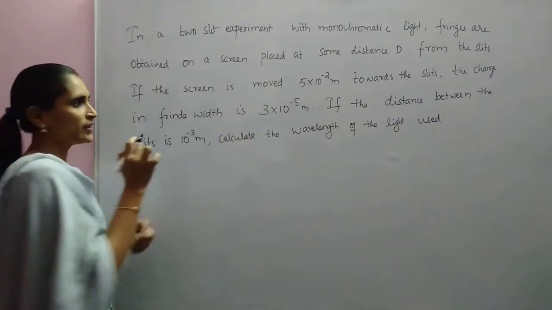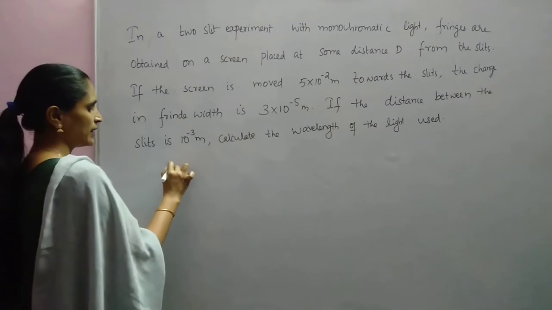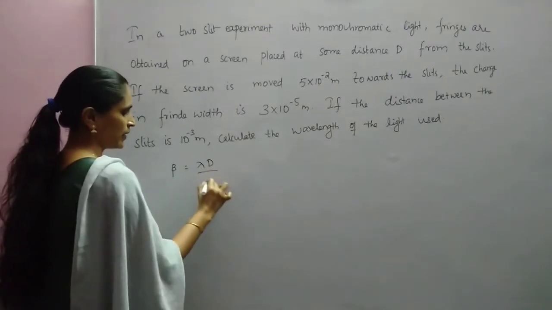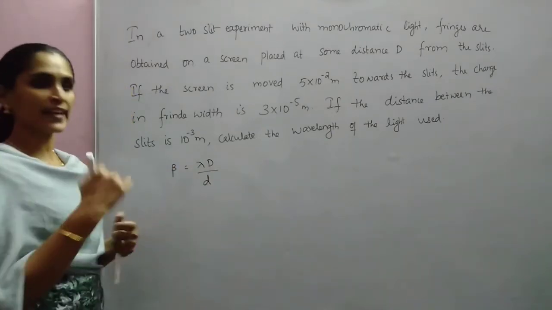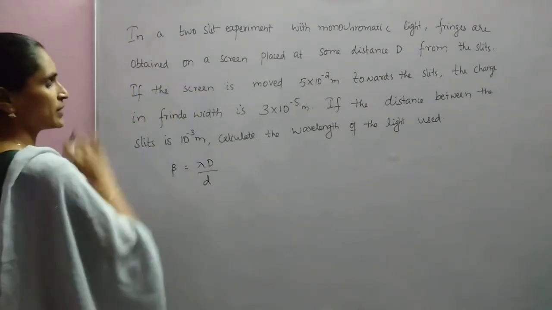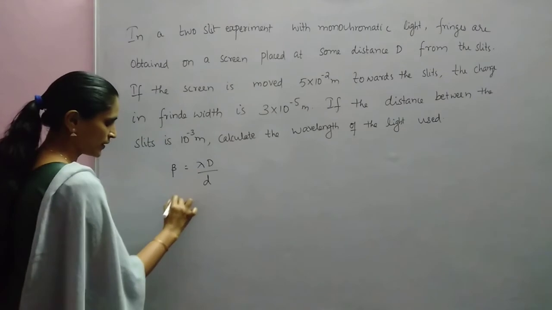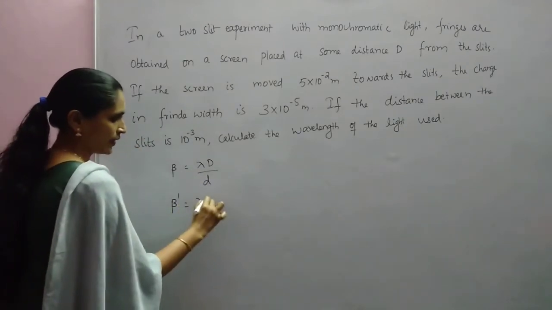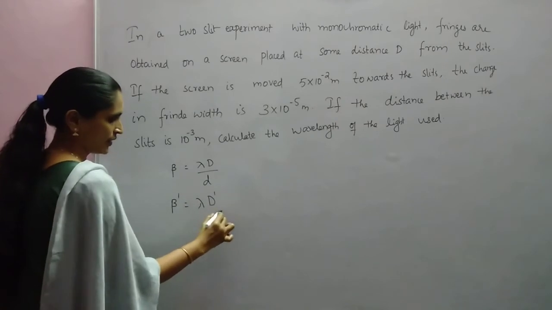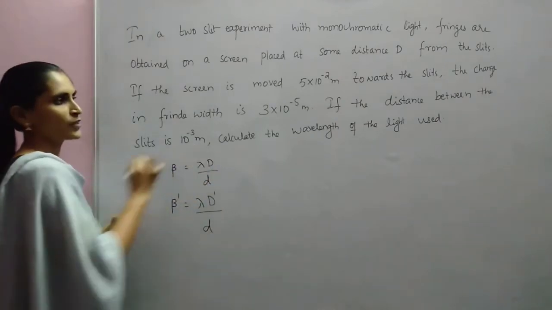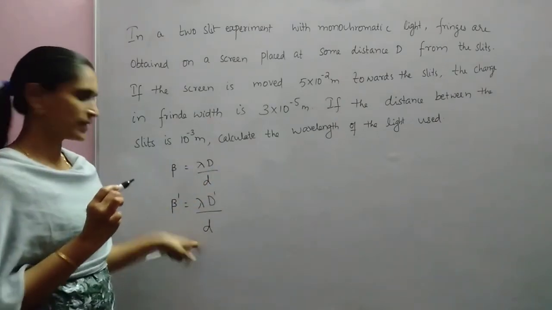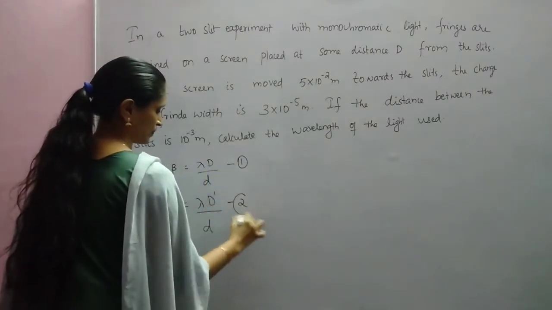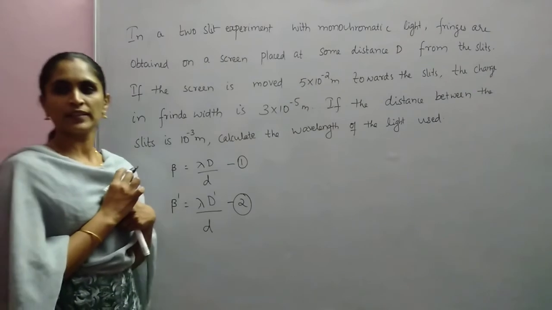Okay. So in the first case, we can write, let beta be the fringe width. So beta is equal to lambda into capital D by small d. In the second case, what happens when it is moved some distance? The new fringe width, beta dash, is equal to lambda into capital D dash divided by d. In that case also, the distance between the slits remains the same. Is it clear?